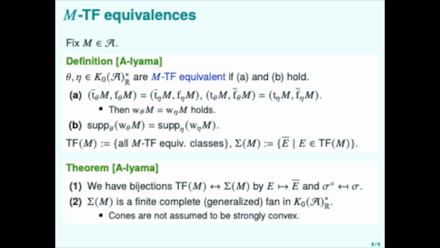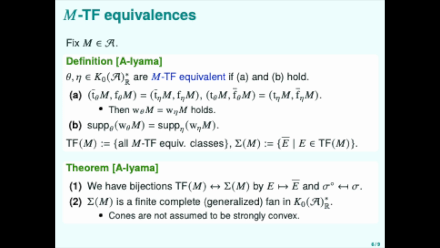Now we can state the definition of MTF equivalences. Fix an object M in A. Then we say that theta and eta are MTF equivalent if the following two conditions hold. The first one is similar to the original TF equivalence: T bar theta M, F theta M coincides with T bar eta M, F eta M. And moreover, T theta M, F bar theta M coincides with T eta M, F bar eta M.